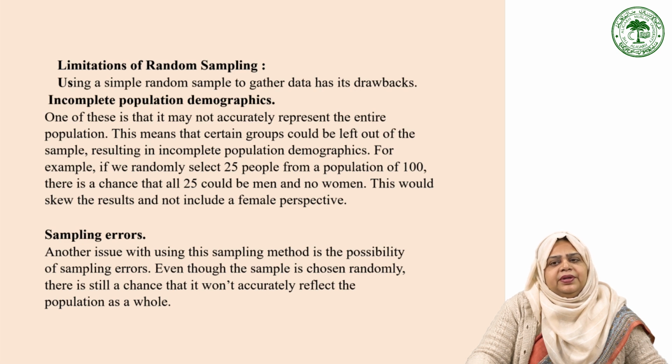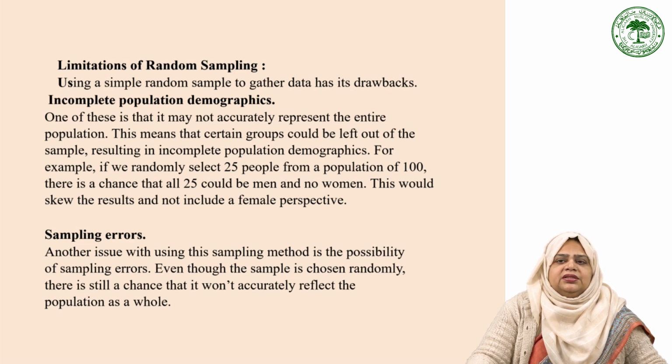Using simple random sampling can have its own drawbacks also, and one of the limitations is that it may not accurately represent the entire population. This means that certain groups of people could be left out of the sample, leading to incomplete population demographics. For example, if we randomly select 25 people from a population of 100, it is possible that all 25 could be men and no women. This lack of diversity in the sample could affect the results by not including a female perspective.